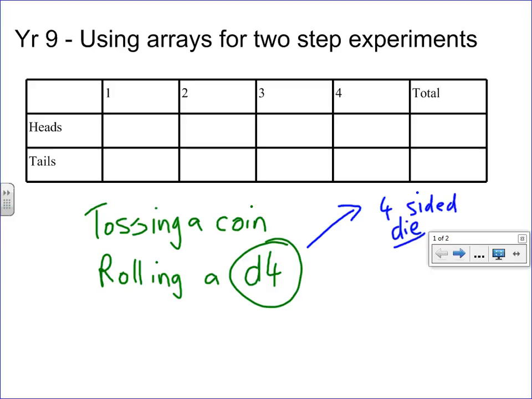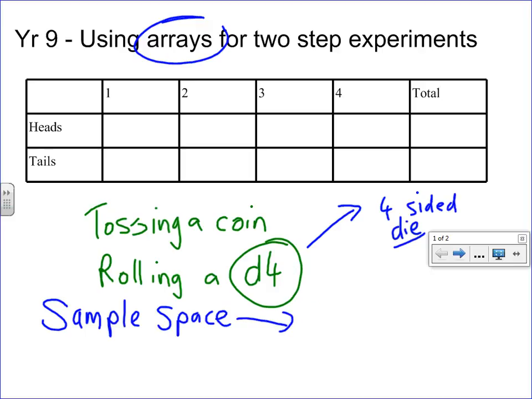So, what we're looking at today is we're going to work out the probability of each one of these experiments. What we're going to use our array for, and an array is just another word for a table, is to work out sample space. We talked briefly about sample space last lesson, and we said that it was all possible outcomes. So, a list of all the possible things that can happen.